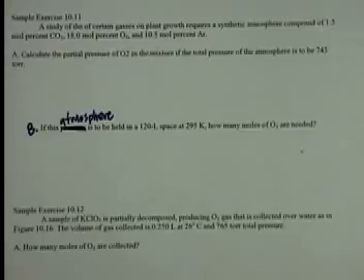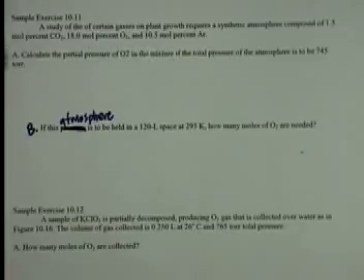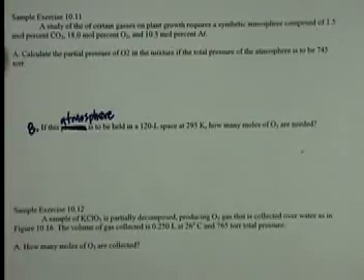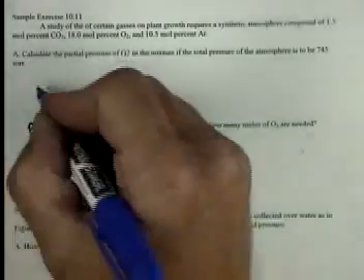Let's move on to a few other sample problems. Let's look at sample exercise 10.11. A study of certain gases on plant growth will require a synthetic atmosphere composed of 1.5 mole percent CO2 and 18 mole percent O2 and 10.5 mole percent argon. Calculate the partial pressure in the mixture if the total pressure of the atmosphere is supposed to be 745 torr. Well, we're back to partial pressures again now. And it wants to know the partial pressure of the oxygen gas in there.